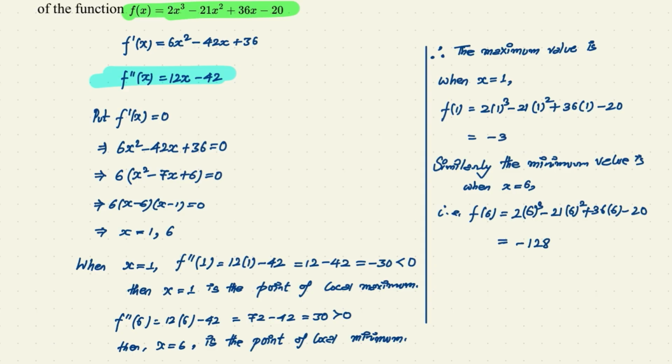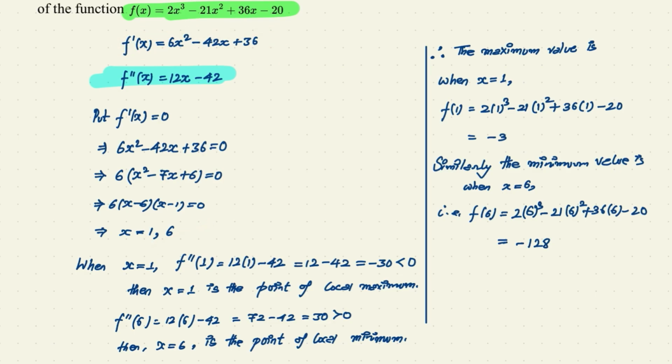So here, let me repeat for you. In the second order derivative test, we will differentiate the given function 2 times. So we will get the values of f dash of x and f double dash of x. And in order to find the critical points, we have to equate f dash of x equal to 0. And from there we will get the critical points.